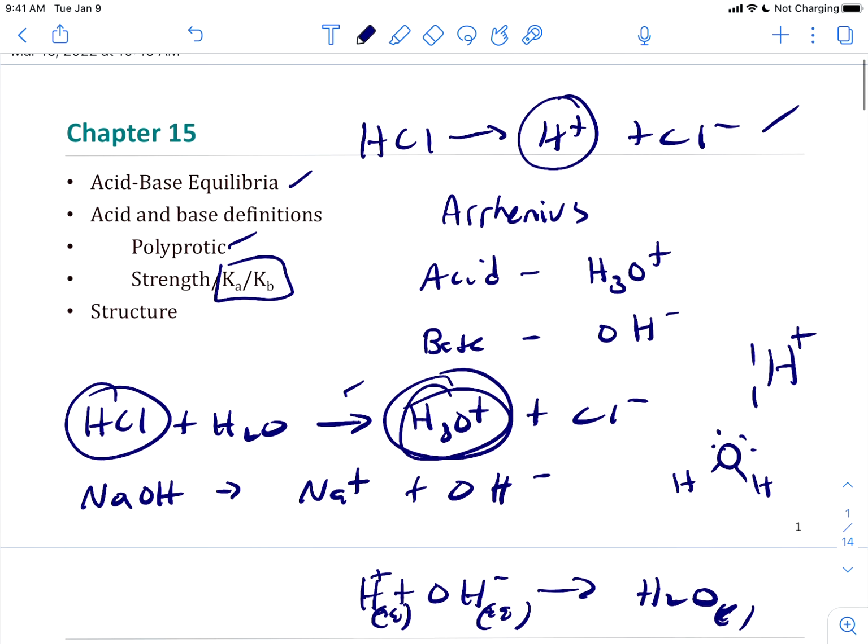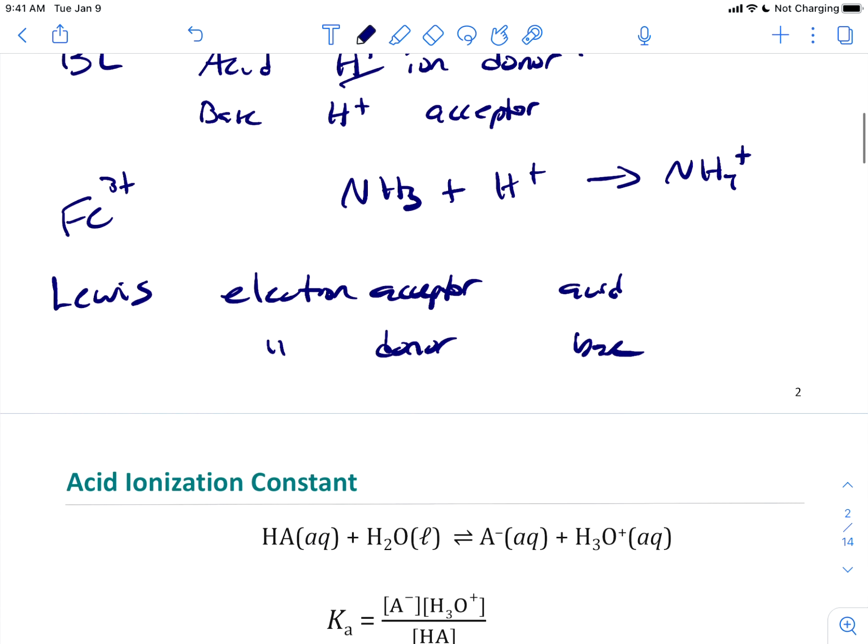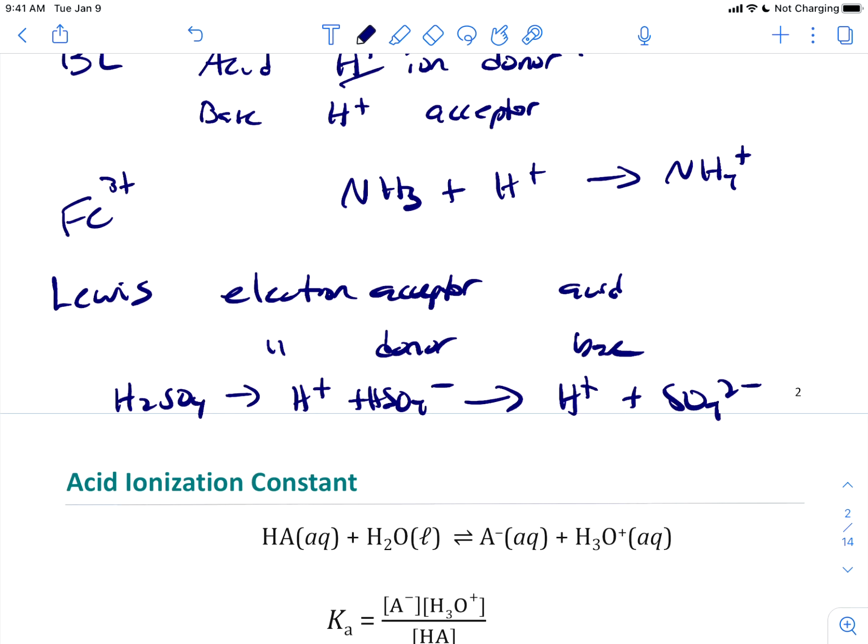Now, another thing that's mentioned here is polyprotic acids. Polyprotic acids are just acids that can generate more than one hydrogen ion. So we've got H2SO4. This is polyprotic, and specifically it's diprotic. It can give me the H+ plus the HSO4-. But that HSO4- can give me another H+ plus SO4 2-. Note the charge becomes more negative with each hydrogen you lose. That's a diprotic acid. You can also have triprotic acids. Phosphoric acid is a triprotic acid. So just be aware of that.